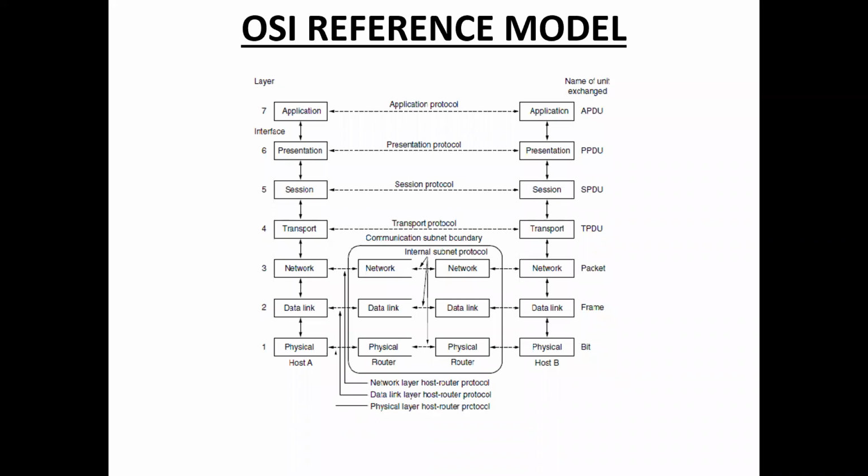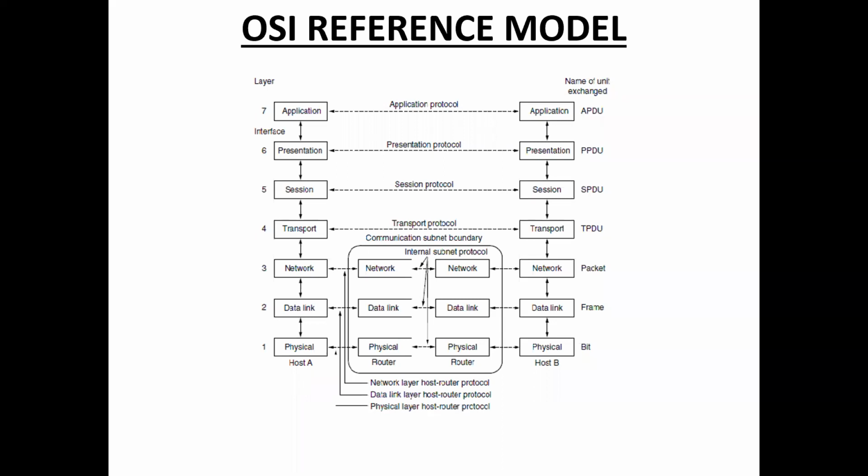All these are functions of the physical layer: bit synchronization, bit rate control, and physical topologies like bus topology, star topology or mesh topology. And transmission mode: there are three transmission modes possible, simplex, half duplex and full duplex. This physical layer is responsible for transmitting individual bits from one node to another node.